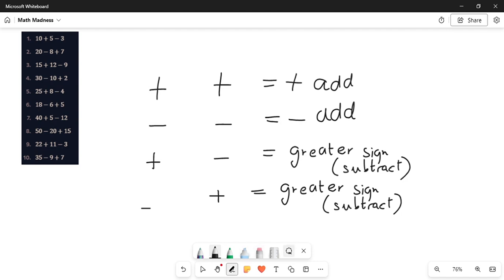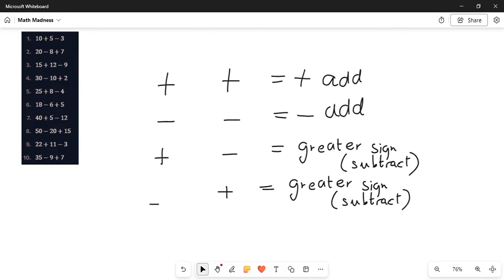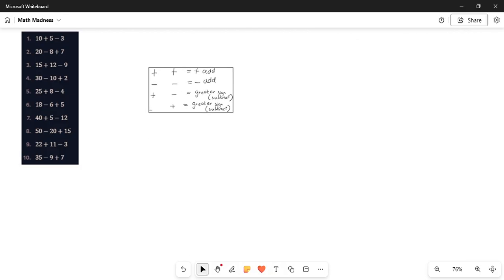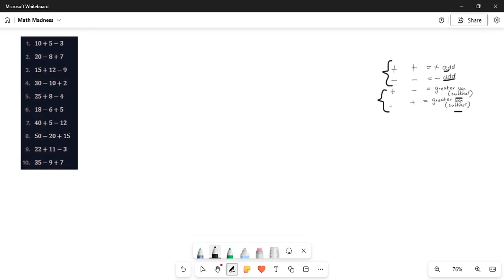So let's just move this on the side. And if you look at here, you have a pattern that if you have same signs, plus and plus, minus and minus, then you add. And if you have different signs, these two, then you subtract like this. So you can keep this in mind too. So the very first question, the question number 1 is 10 plus 5 minus 3. And one rule is, when you have addition and subtraction, you always move from left to right.